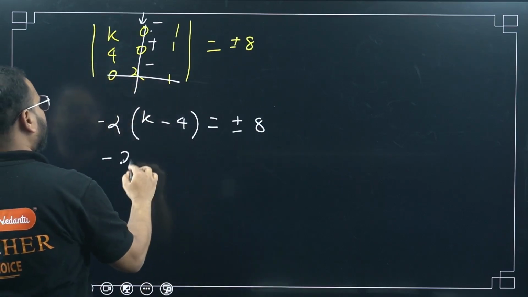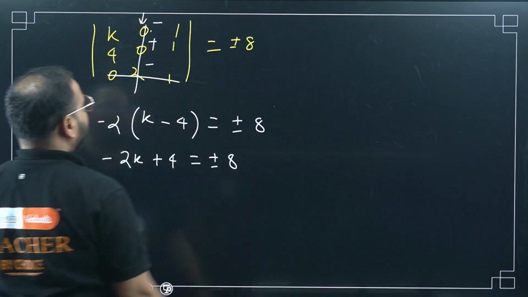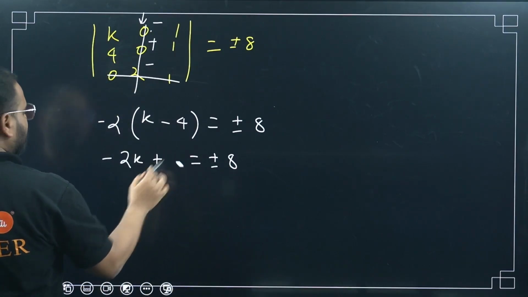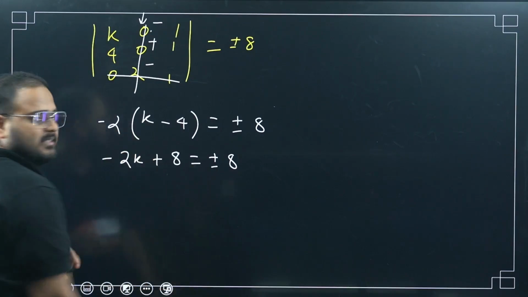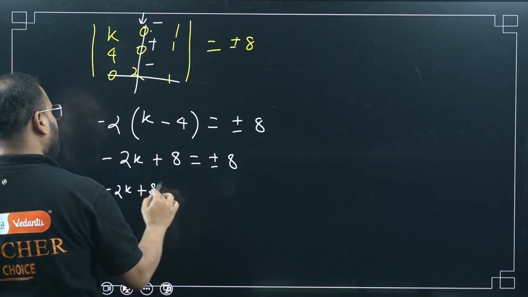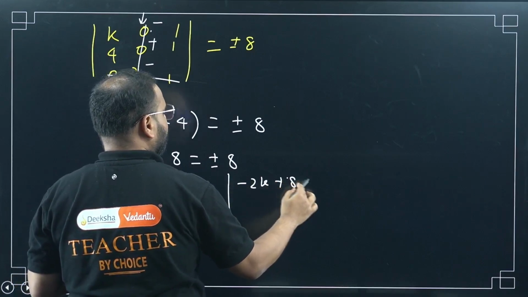What am I going to get? Minus 2k plus 4 equals plus minus 8, right? See the mistake again? Sir, why so many mistakes in calculation? I don't know. Minus 2 times minus 4 is plus 8. Okay, plus 8. I'll take the plus sign first. So minus 2k plus 8 equals plus 8, and minus 2k plus 8 equals minus 8.